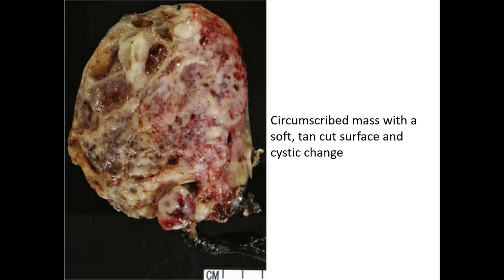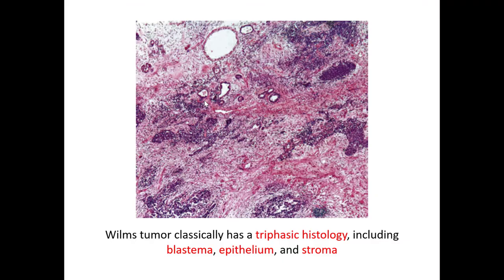So here is a case. As you can see, it's large, it's hemorrhagic, it has this cystic change, which is probably caused by necrosis. So grossly, they appear as malignant neoplasms. But it's really the histology that gives these tumors away. And similar to the case that we saw, we have a combination of blue cells, which we'll call blastema, tubular structures, which is considered to be epithelial in origin, and then the spindled or mesenchymal background, which is the stroma.